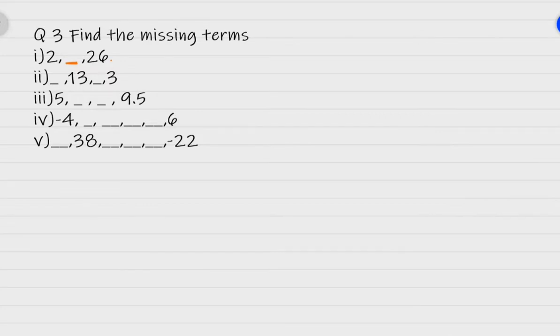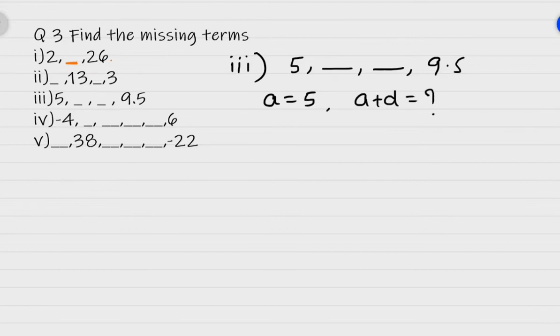Now let us see the third question. The third question is 5, dash, dash, 9.5. Now here also you will do the same thing. Here luckily you know the value of A. A is known to you. A plus D is not known to you. A plus 2D is also not known to you. But you know A plus 3D. A plus 3D is 9.5.